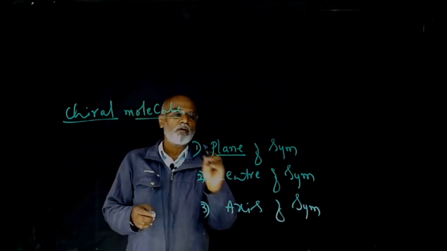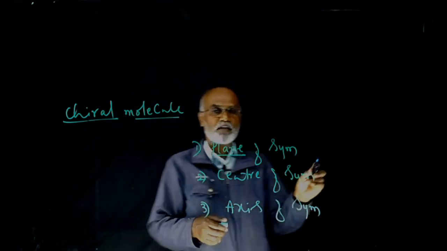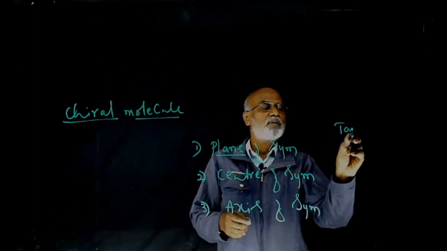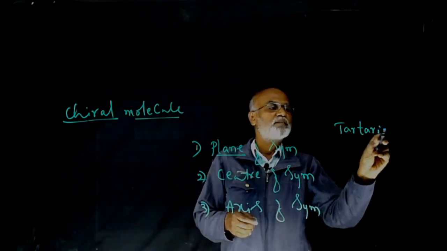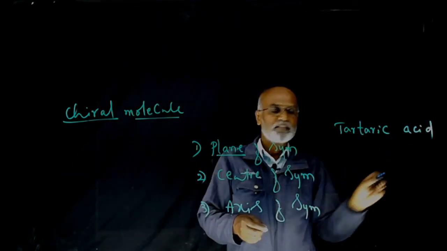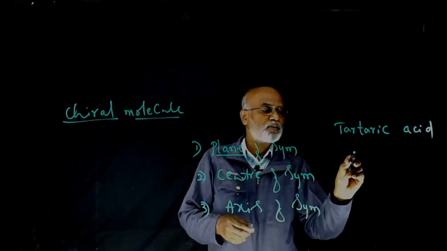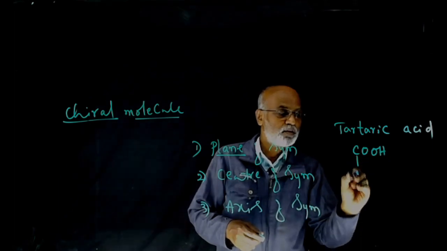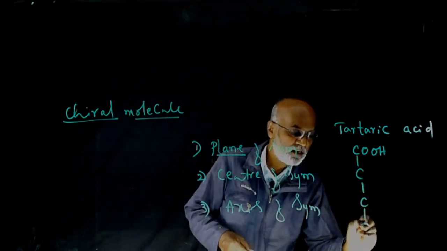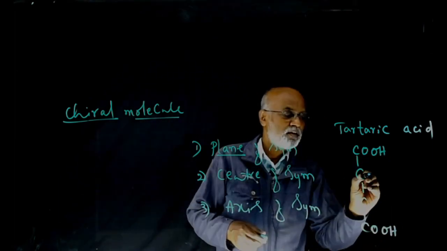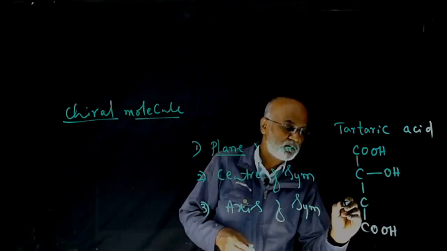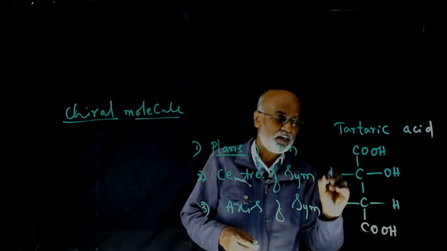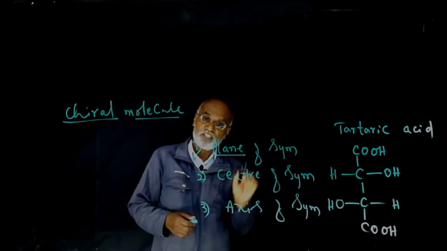To learn about center of symmetry, let me consider one example, that is tartaric acid. Tartaric acid, very simple. Tartaric acid has the following structure. Remember, this is COOH, look here, C, and one more COOH, and this is OH, and this one is OH, and H. This is one of the structures of tartaric acid.